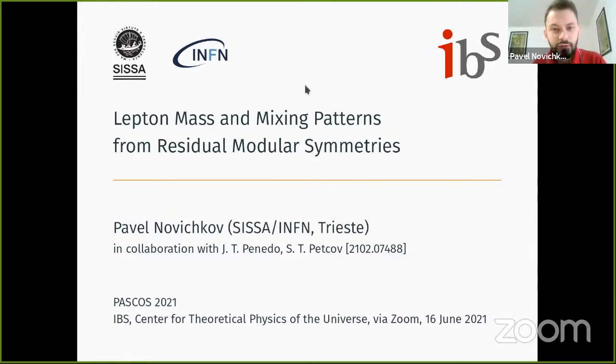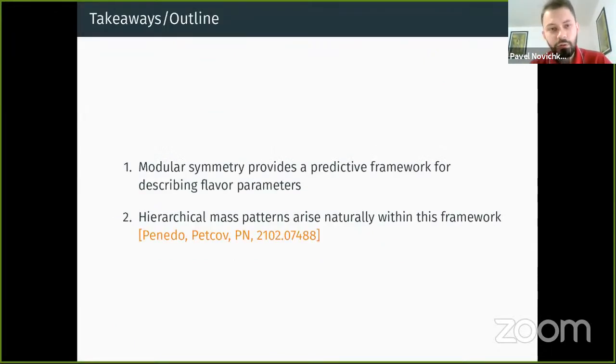So I'd like to thank the organizers for this opportunity to present my recent work on lepton mass and mixing patterns from residual modulus symmetries, which was done in collaboration with Joao Penedo and Sergei Petkov. There will be two parts of my talk. In the first part, I will talk about the modulus symmetry approach to flavor in general. I will show that it provides a predictive framework for describing flavor parameters of the standard model.